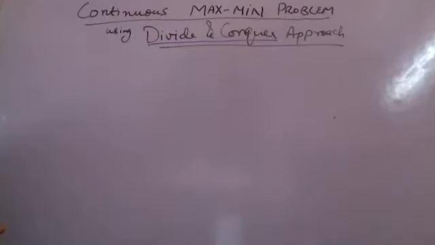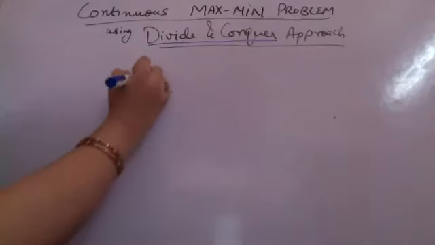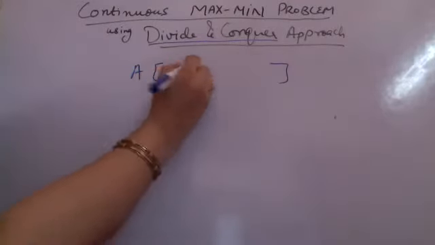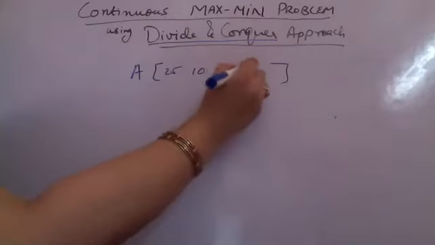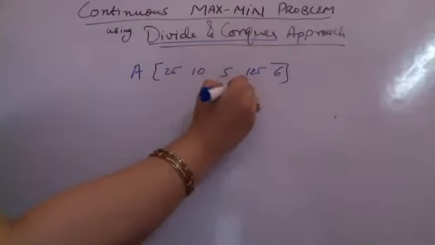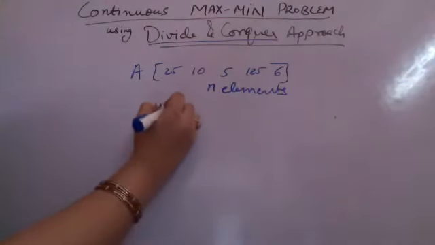So the problem is the continuous max and min problem using the divide and conquer approach. What do I mean by continuous max and min problem? I have a given list of elements, say A. I'm just taking a random example. It can be a list of n elements. In this list, I want to find the minimum element.